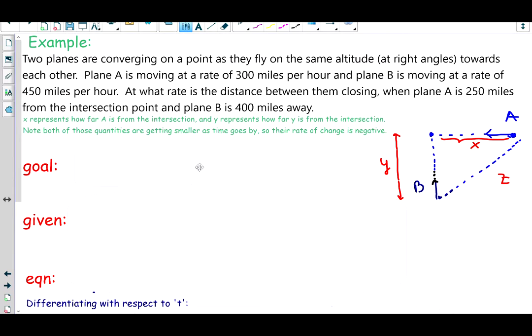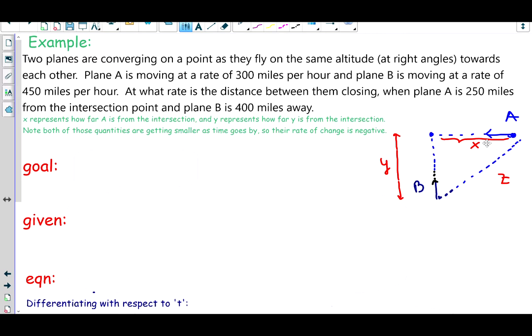In this situation, we have two planes converging towards a point, and they're flying at the same altitude at right angles towards each other. So plane B is moving in that direction, and plane A is moving in that direction. So they're going towards each other at right angles. And we know the rates of change. A is moving at a rate of 300 miles per hour and B at a rate of 450 miles per hour. At what rate is the distance between them closing when A is 250 and B is 400 miles away from the intersection?